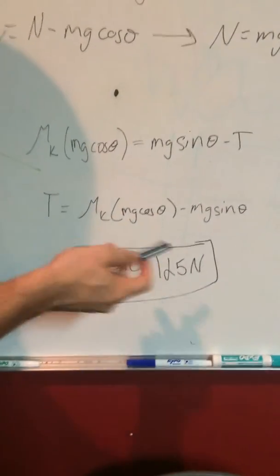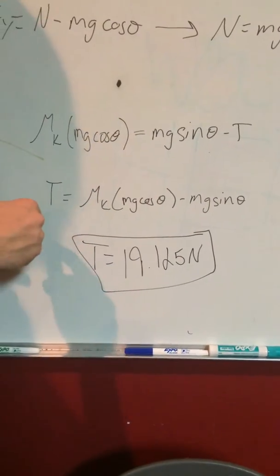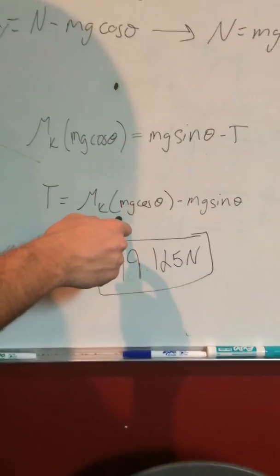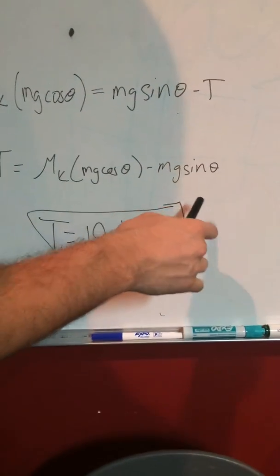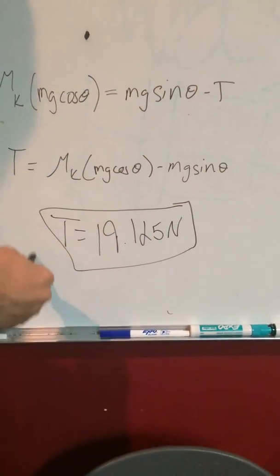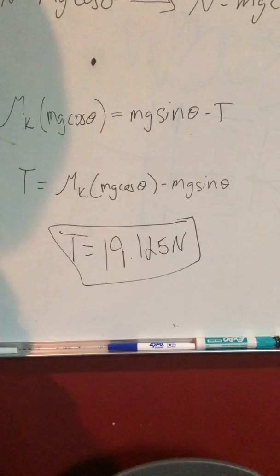And then we plug in the numbers. We solve for T. We get the coefficient of friction times mg cosine theta minus mg sine of theta. Plug in the numbers and we get the tension: 19.125 newtons.